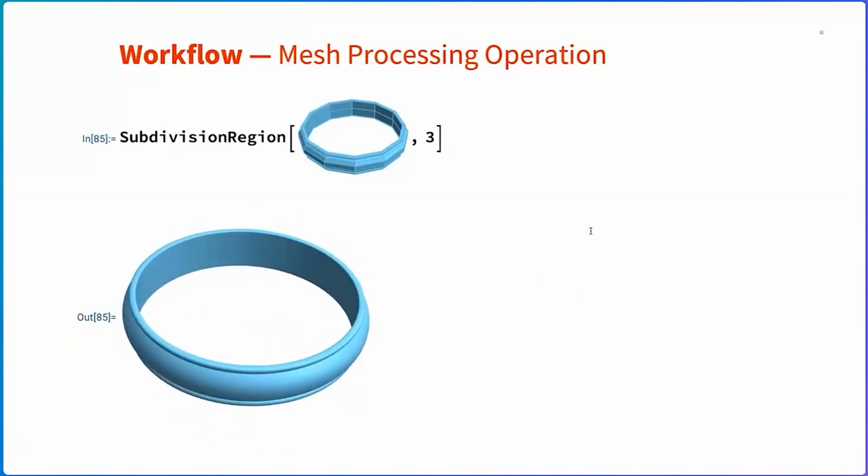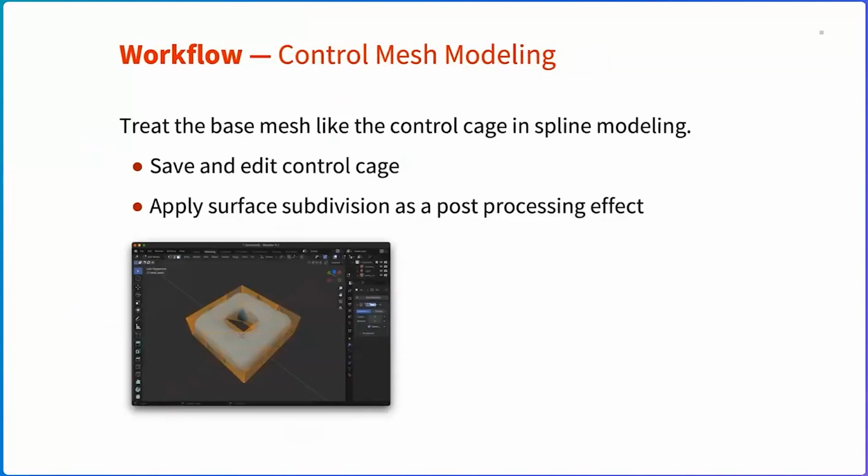Now this works well enough, especially if you want to just quickly smooth an existing coarse mesh that isn't too detailed. However, the second workflow tends to be a much more powerful use of subdivision regions. The second workflow is that of control mesh modeling. Here you treat it more like spline surface modeling, where we make all of our edits to a base control mesh. Subdivision can then be applied as a post-processing effect to generate the smooth surface.